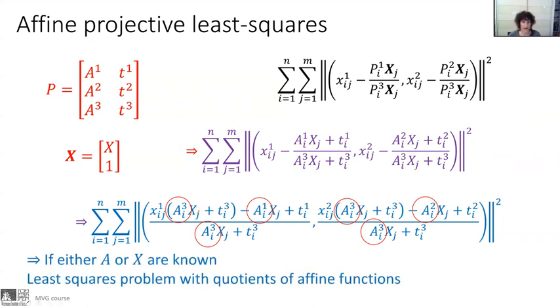So what do I get in this way? Actually, if either the cameras are known or the points are known, I'm getting a least squares problem, but different from what we had before, since every term is a quotient of affine functions. This is an affine function of x divided by an affine function of x, and this is another affine function of x divided by an affine function of x.